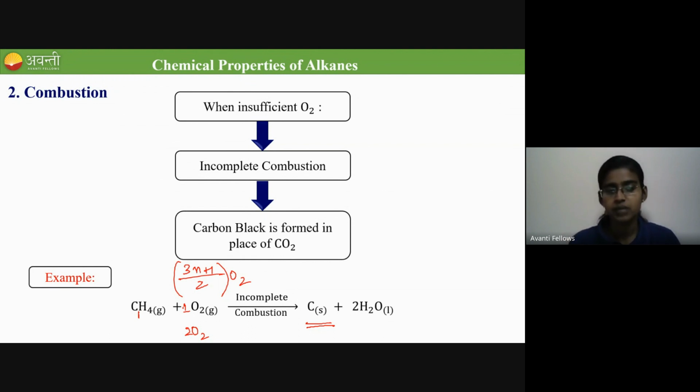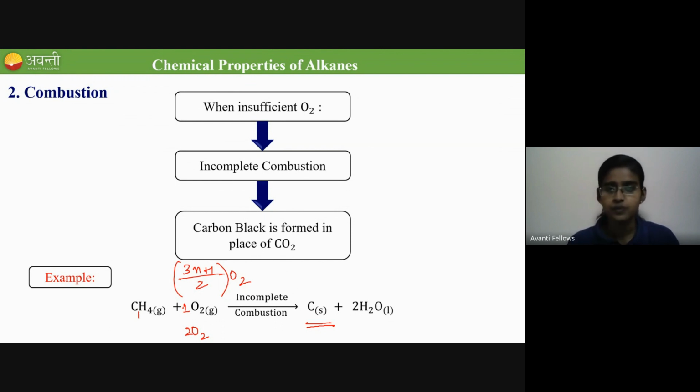Incomplete combustion leads to a different kind of pollution and diseases. So this is about combustion. I hope combustion is clear to all of you. Just read the general reaction for complete combustion. If a compound doesn't fit into that formula, then you can say the given reaction is an example of incomplete combustion. That's it. Got it?